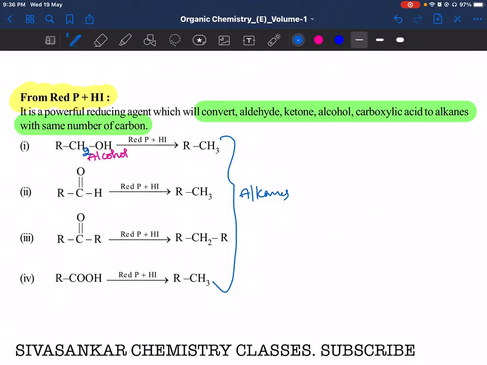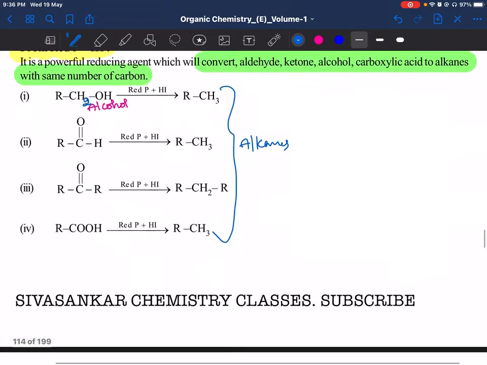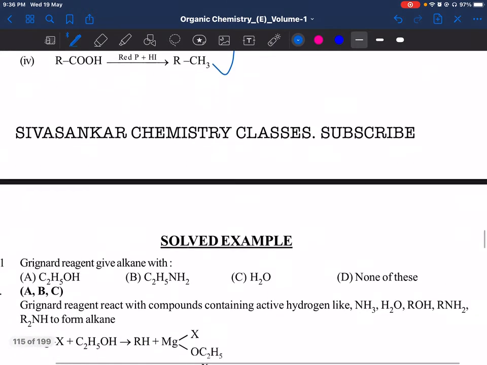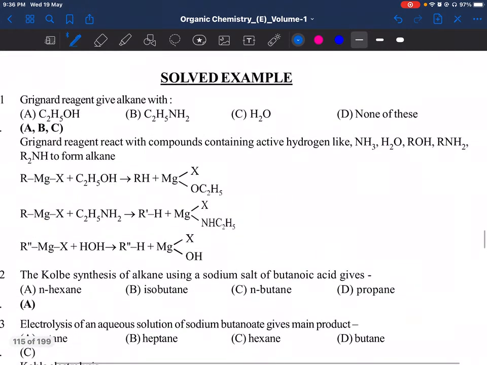That means the reactant has a certain number of carbon atoms, and the products also have the same number of carbon atoms. This is by using red phosphorus, a strong reducing agent. Okay, now some solved examples we'll discuss.